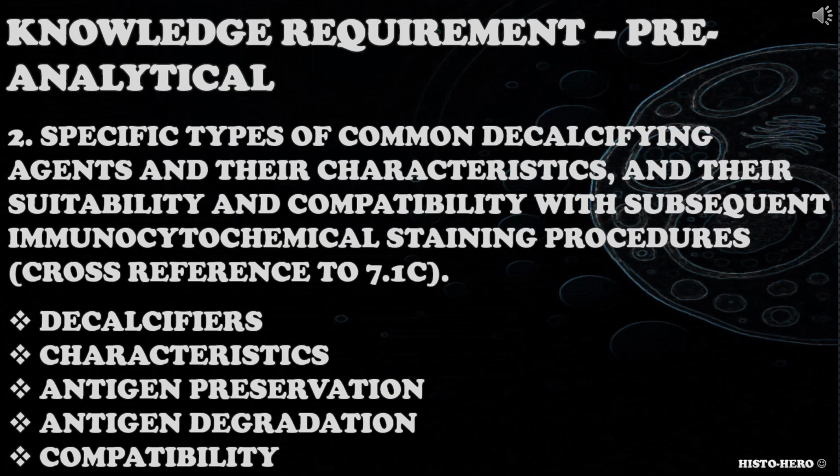Consider various decalcifiers like acids and chelating agents, their characteristics and how they affect antigenicity of the sample, compatibility with subsequent IHC staining. What decalcifying agents are used in your lab and how can they affect IHC staining? Do you have specific IHC staining protocols for decalcified tissues? If so, why?